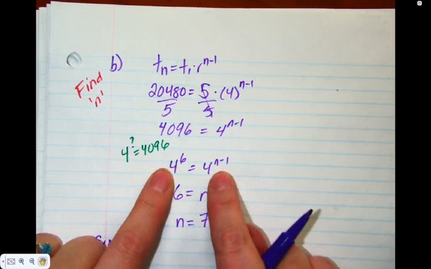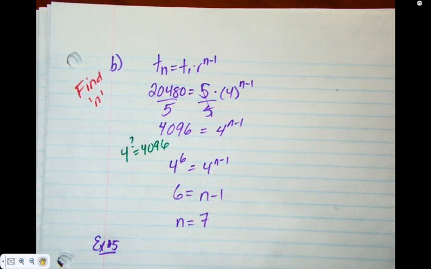Mathematically, if the bases are the same, because a 4 to the 6 has to equal a 4 to the 6, so we know 6 has to equal n minus 1.